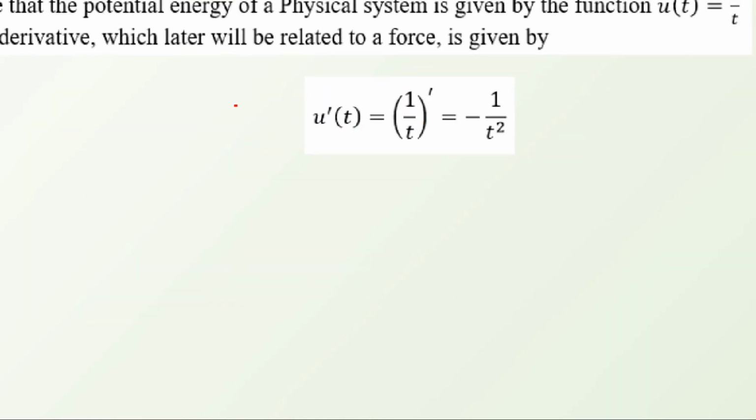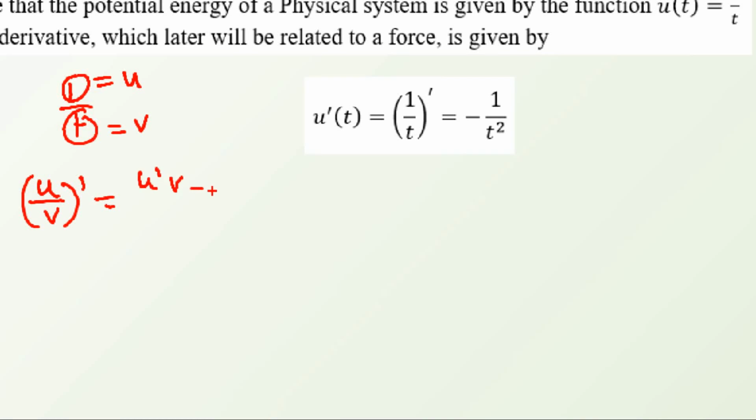So this is a rational function which is given by 1 over t, and that would be u, and that would be v. So in this case, the derivative of u over v is given by u prime v minus u v prime over v square. So if u is 1, which is the numerator, then the derivative is given by 0. And if the denominator is t, then its derivative is given by just simply 1.